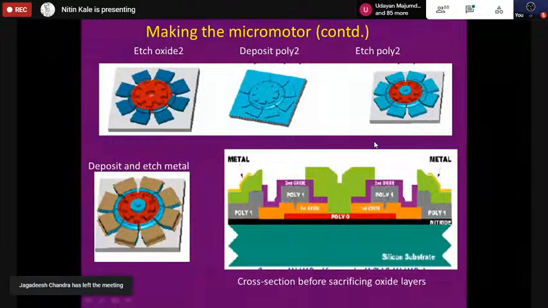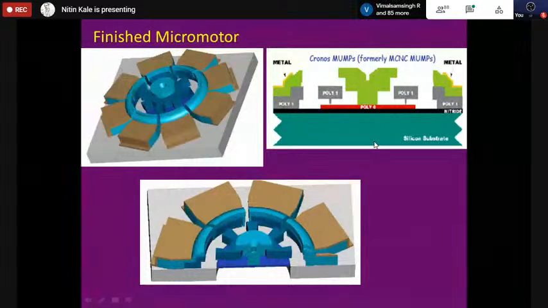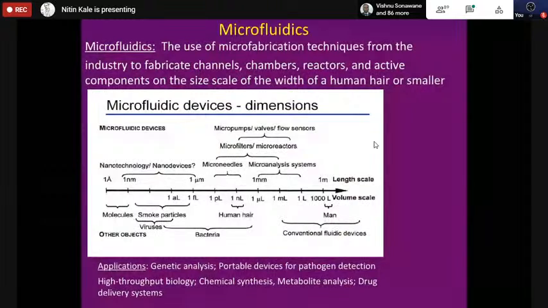Okay, so when you do that, you will have a structure which is like this. So oxide is removed everywhere, and this rotor is free to rotate. So this is the micromotor now. We'll not get into this again in detail. Need to go a little bit fast.